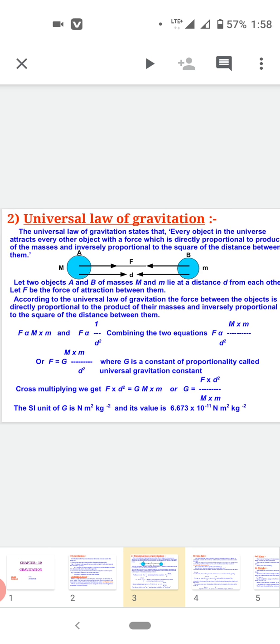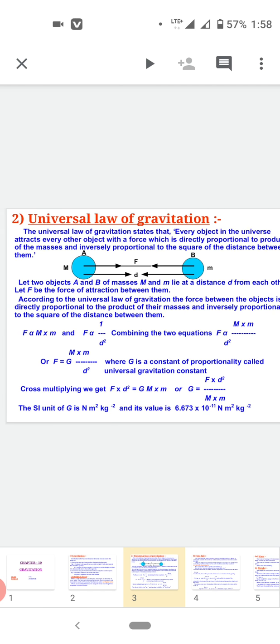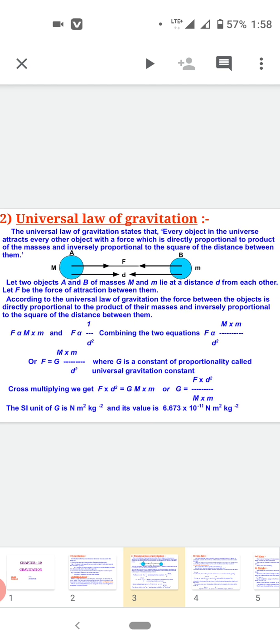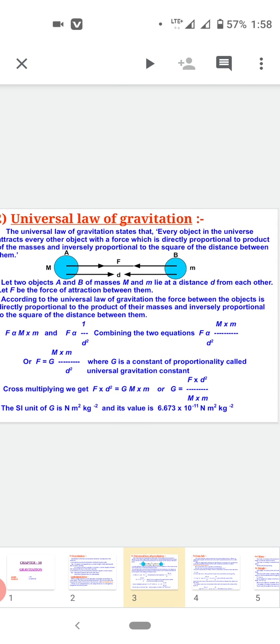And also, the force between two objects is inversely proportional to the square of the distance between them. That is, F is inversely proportional to d square. Combining these two relations, we get F is directly proportional to m1 into m2 by d square.